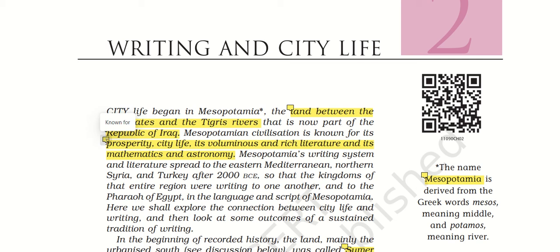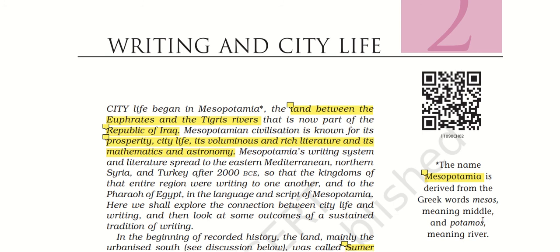It was a prosperous place. It's known for its city life, its literature, mathematics, and astronomy. What's the derivation of the name? It comes from the Greek word mesos, meaning middle, and potamus, meaning river.